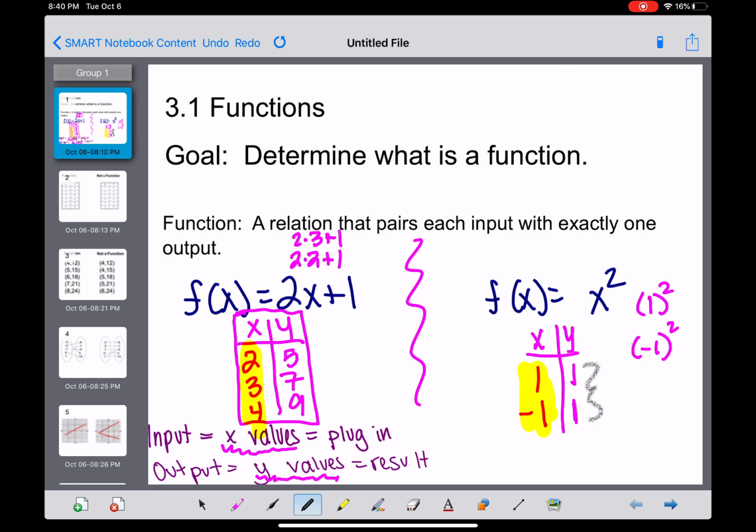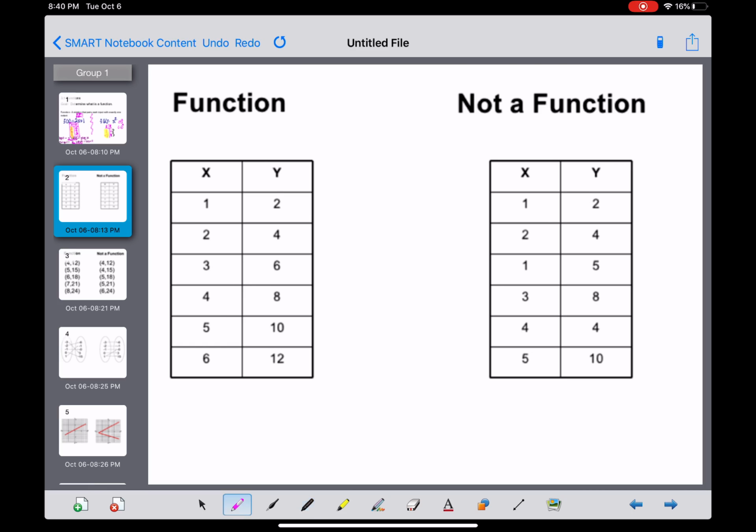So we're going to analyze a few different models. So the first thing we're going to analyze is a table. The table on the left is a function because x has only one output. So every single time I plug in 1, I get out 2. When I plug in 2, I get out 4. When I plug in 3, the result is 6, and so on.